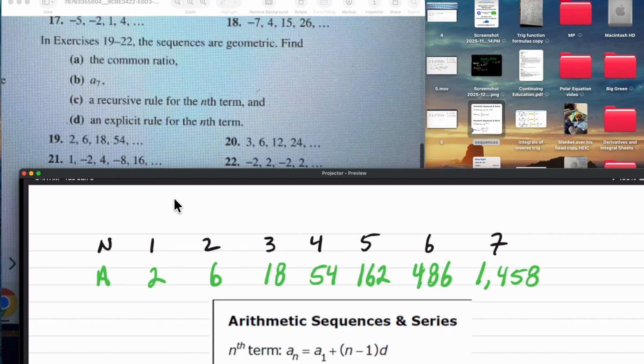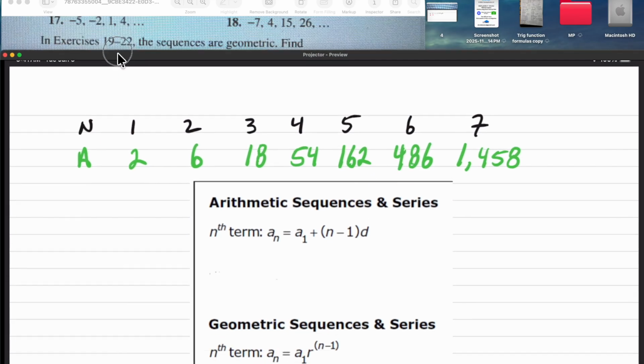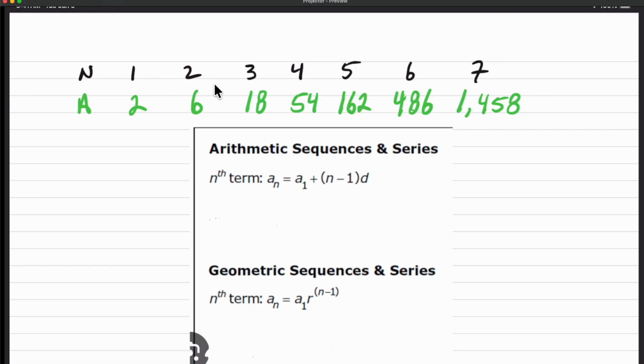Next, let's move our discussion to geometric sequences. So here, in this set of exercises, we're asked to find a common ratio, the value at position 7, recursive rule, and explicit rule. Okay, so we're doing number 19 here, and we start out with 2, 6, 18, 54. And I went ahead and continued. I identified the common ratio as 3, which of course is just 6 divided by 2, 18 divided by 6. So that is our R value.